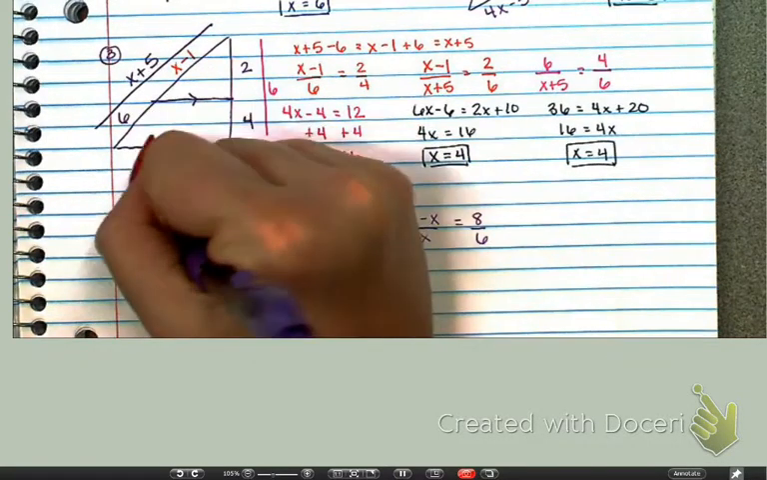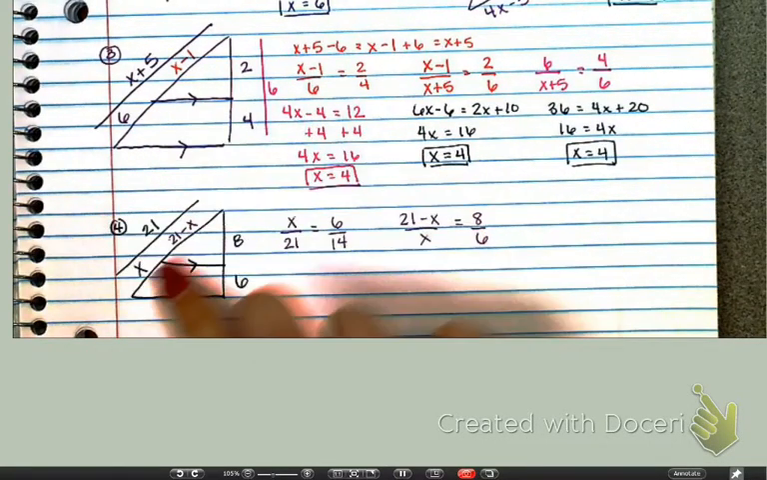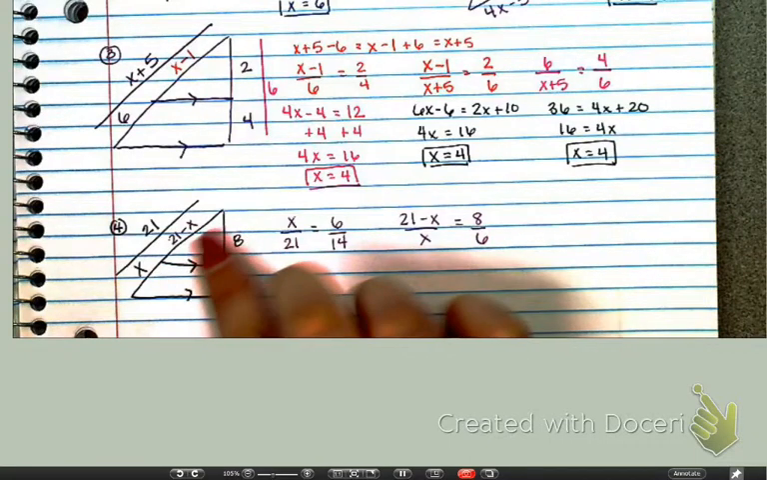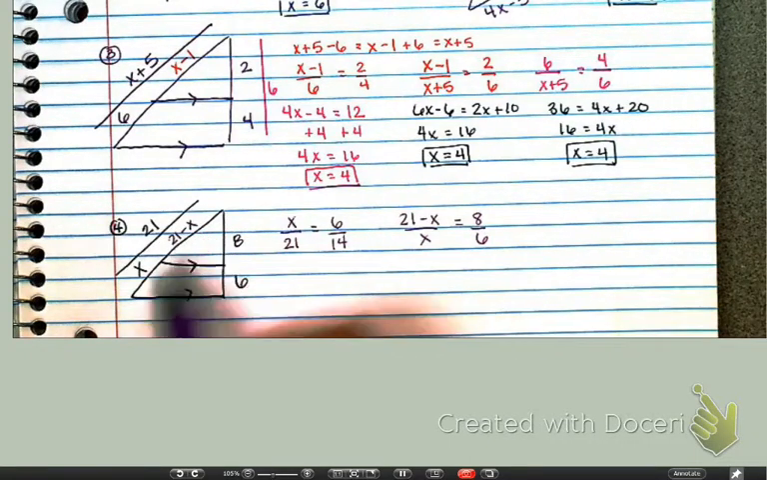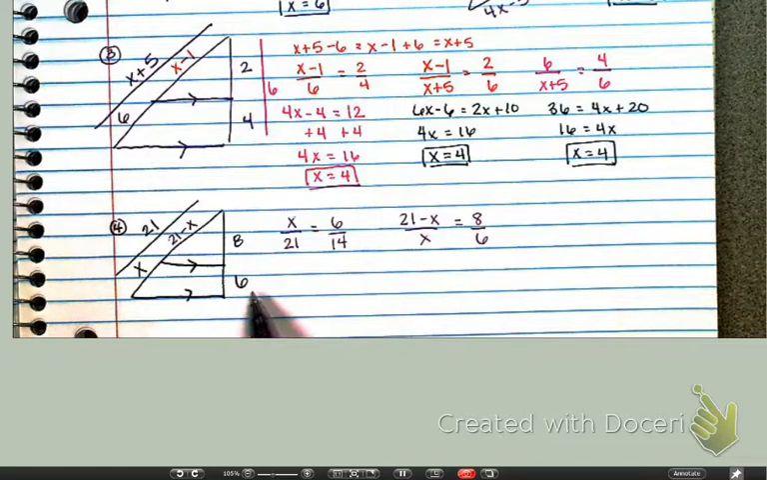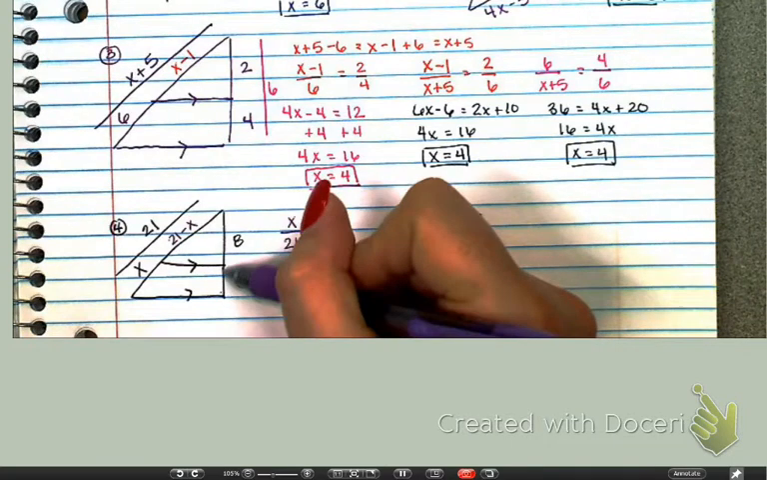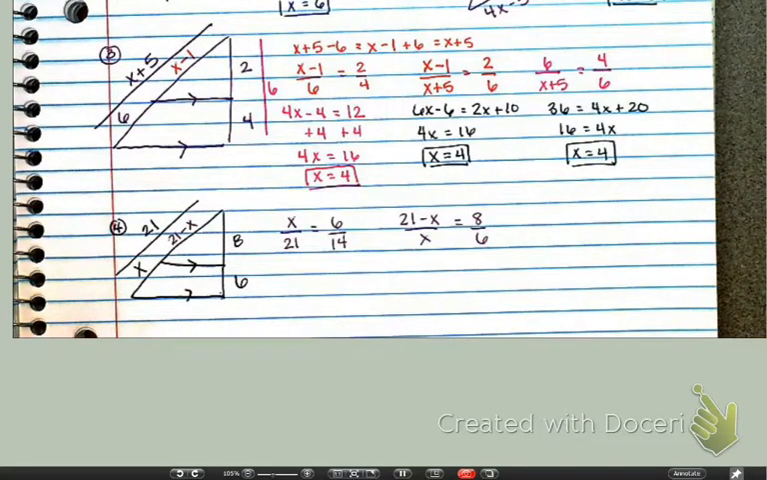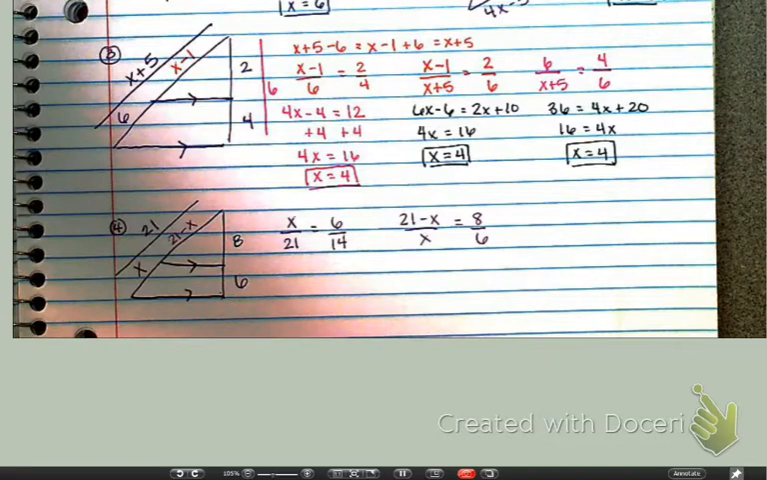21 minus x is this piece here. So 21 minus x over x equals 8 over 6. Perfect. I will take that. Now, you have to be careful because this works because these two lines are parallel. If you don't see parallel lines, you need to compare the small triangle to the large triangle. Okay? Either way, both of those will work.